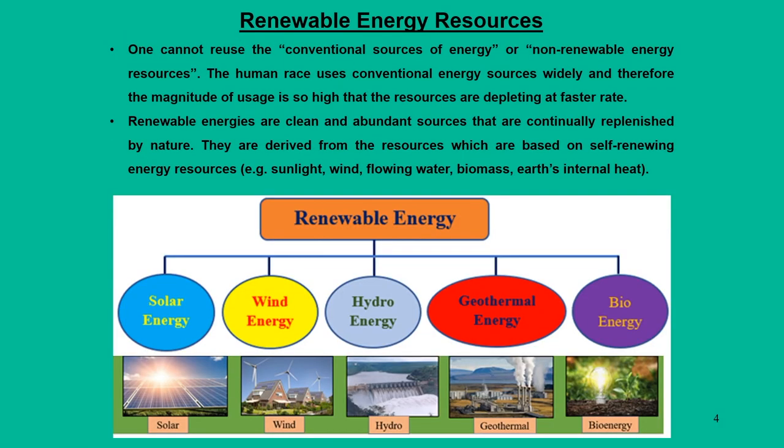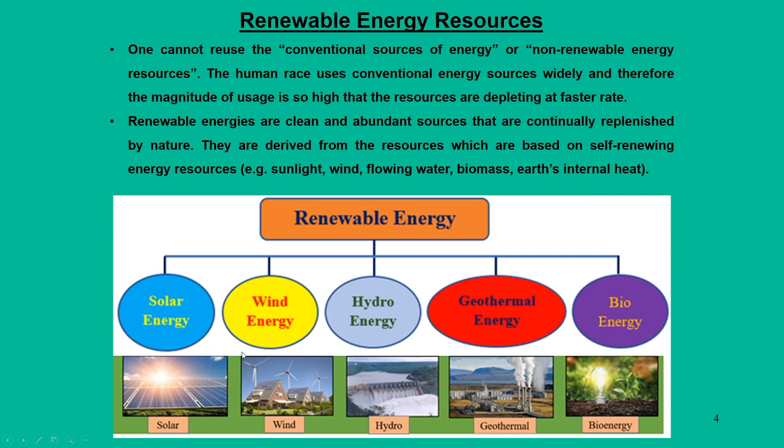Now, let us understand specifically what this renewable form of energy is, which means that nature creates this energy on its own, and the rate at which it is consumed is much less than the rate at which nature produces it. That is why we call renewable energies clean, abundant resources, continuously reproduced by nature. They have the capability of self-renewing the resources. Under these headings, we have sunlight, wind, flowing water, biomass, and the earth's internal heat.